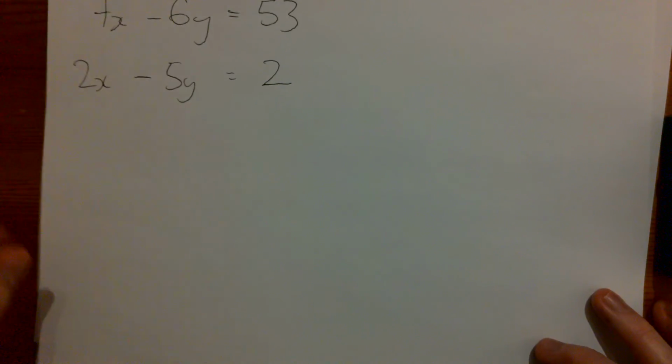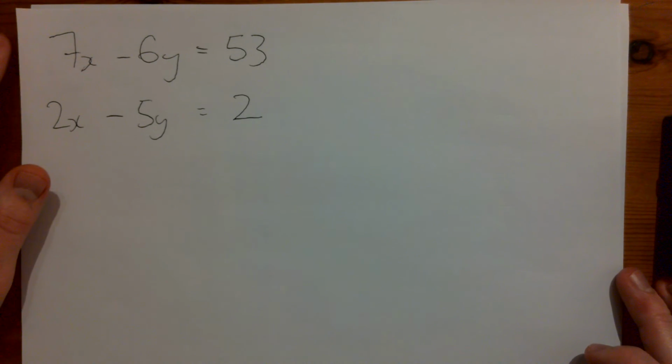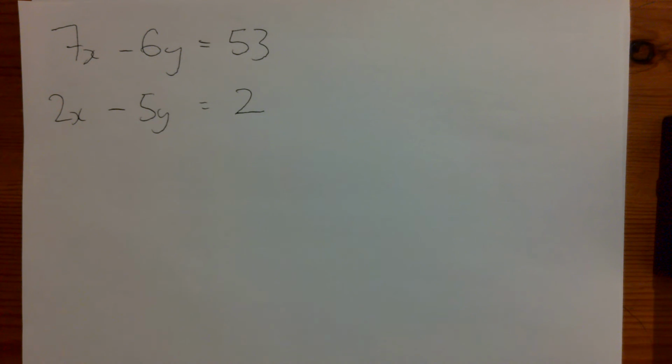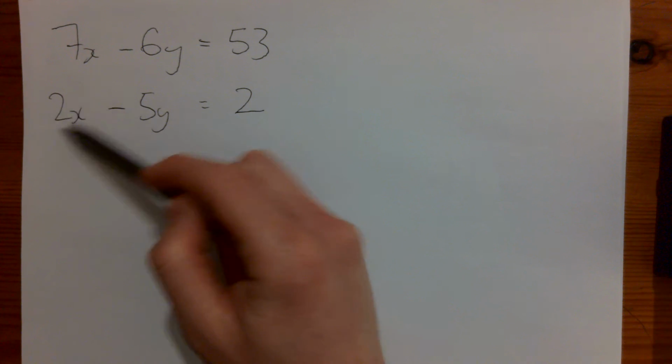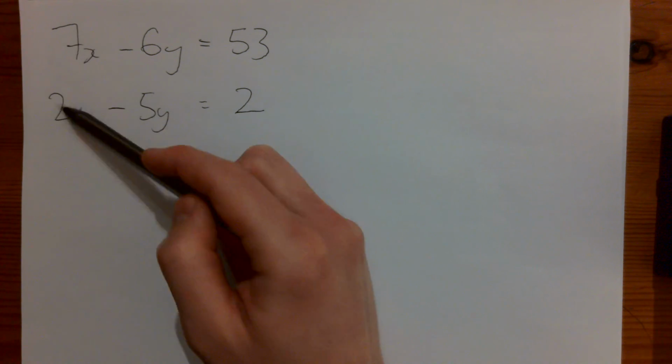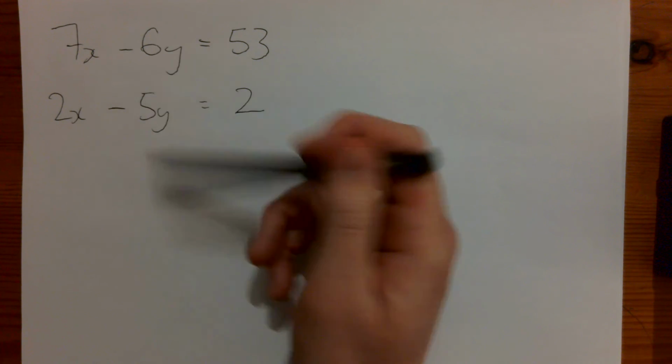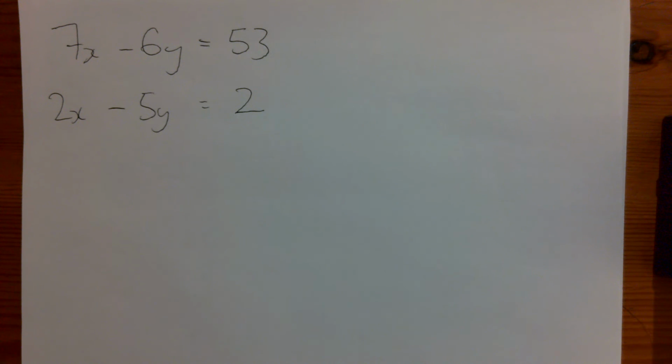Slightly different one this time, but not a million miles different. 7x minus 6y equals 53 and 2x minus 5y equals 2. Now, a couple of differences with this one. Using whole numbers, I can't multiply up one of the x coefficients to match the other, and I can't multiply up one of the y coefficients to match the other.